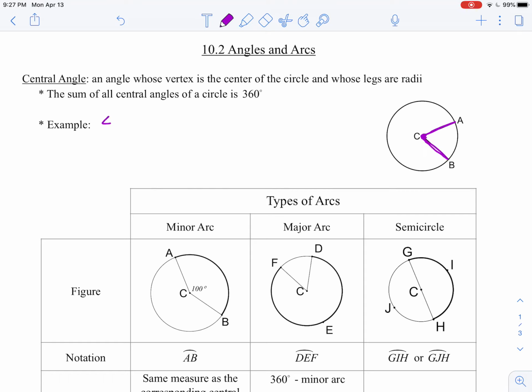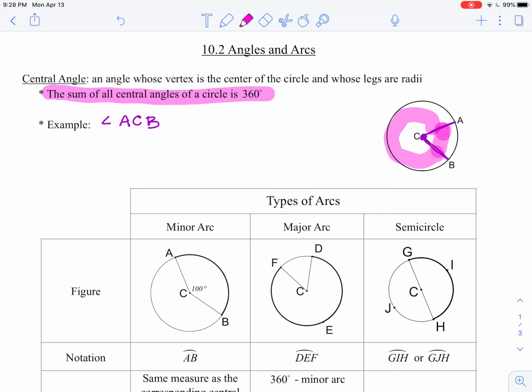called angle ACB. It has its vertex here at the center of the circle C, and its two legs are the radii AC and BC. I think you all know, but in case you don't, the sum of all of the central angles inside of a circle is 360 degrees. So if I added up every angle all the way around the circle, it will always add to 360.